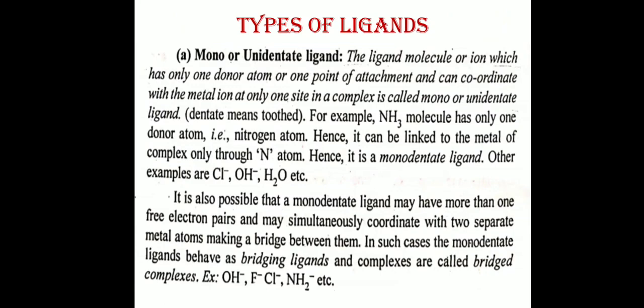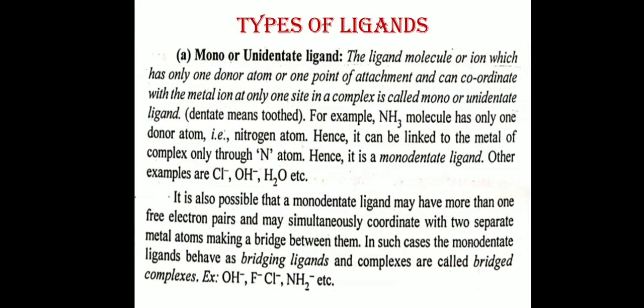Dentate means tooth-like. For example, NH3 has only one donor atom, the nitrogen atom. It can be linked to the metal of a complex only through the nitrogen atom. If there is a linkage only through one atom, then it is an example of a monodentate ligand. For example, Cl- and OH-. In Cl- there is only the Cl atom, which is capable of donating electrons to the central metal atom. In OH- there is one atom which donates the electrons to the central metal atom, that is oxygen.